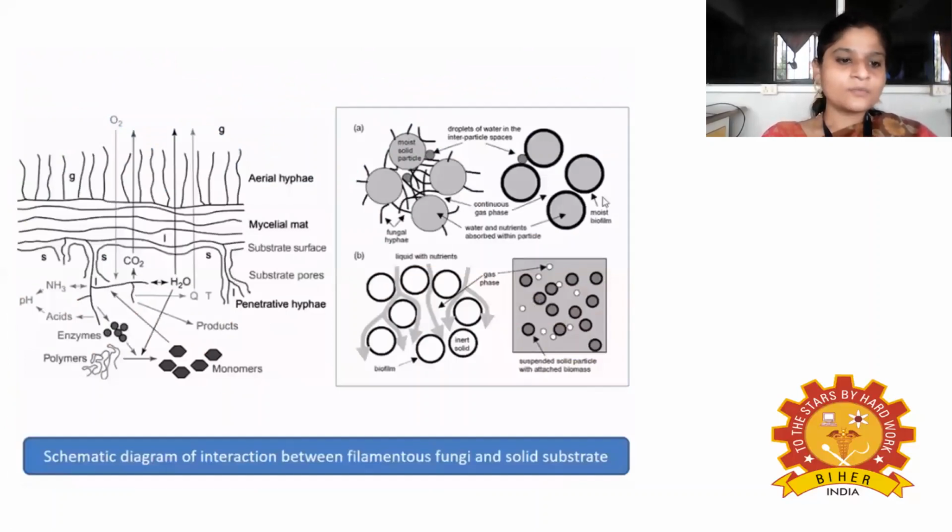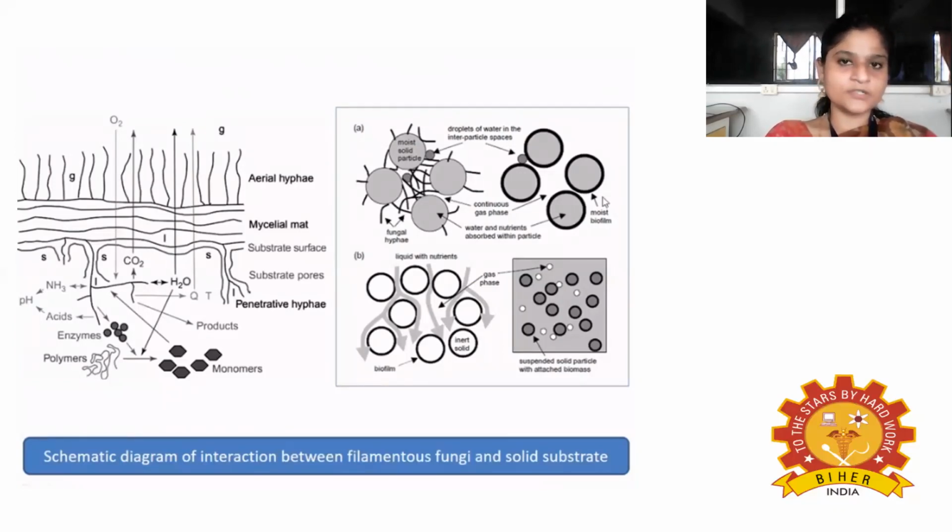Now we'll move on to the schematic diagram of the interaction between the filamentous fungi and the solid state substrate surface. So the surface of your substrate and your fungi, how the interaction is going to be there. You can see the hyphae just above the surface of your substrate. The penetration that is happening there, you can see in this S region, substrate pore. You can see the interaction, how through this hyphae the fungi can utilize all the nutrients. This fungi is attaching to the substrate surface so easily, and the interaction is maximum.